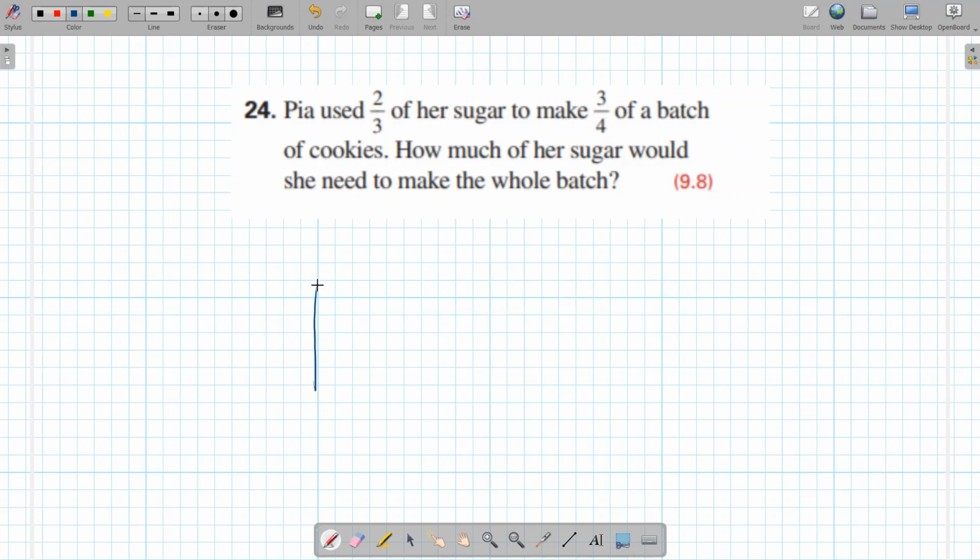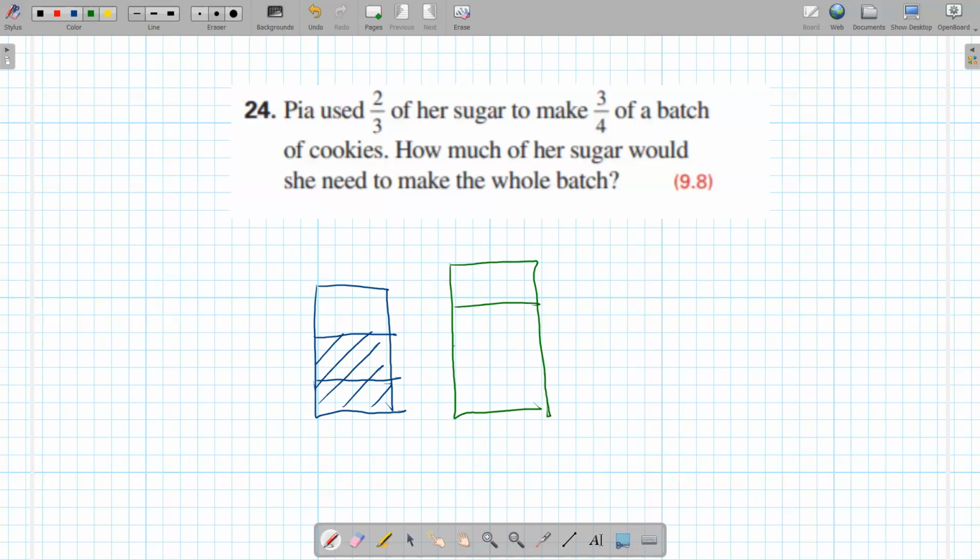Yes. So this is the sugar, right? 2/3. So 1, 2, 3. So she used this much sugar to make 3/4. So 1, 2, 3/4. This much cookies. Now the goal is to find out how much sugar is needed to make one whole batch of cookies, okay?